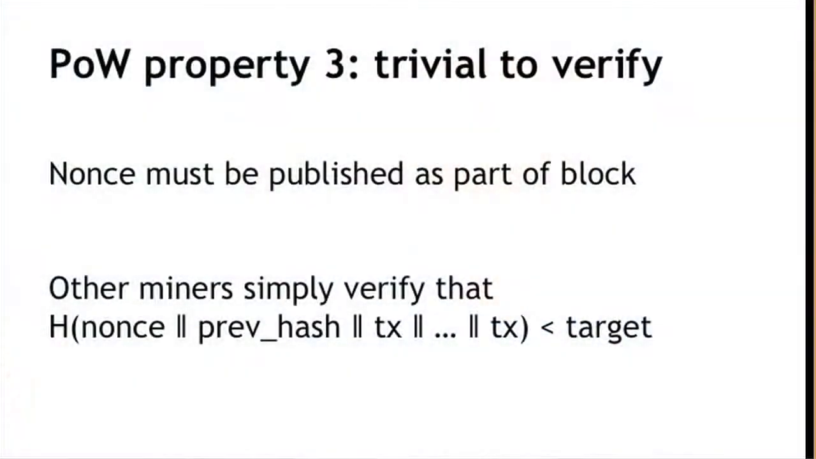So now let's turn to the third important property of this proof of work function, which is that it's actually trivial to verify that a node has computed proof of work correctly. What does that mean? Even if it takes a node on average 10 to the 20 tries to find a nonce that succeeds in finding the right property of the hash function, that nonce must be published as part of the block, so it's trivial for any other node to look at the block contents, hash them all together, and verify that the output is less than the target.